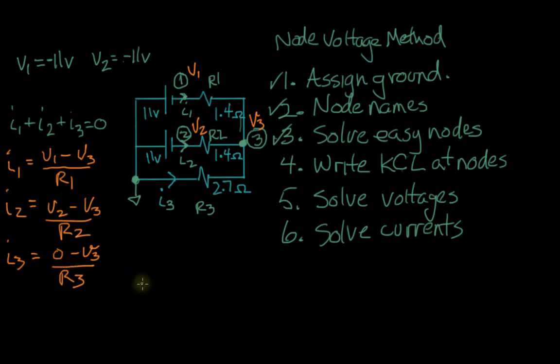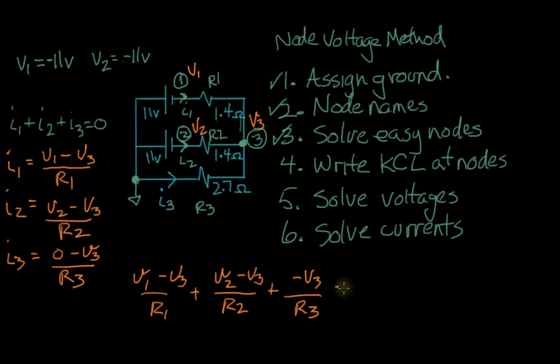Let's write it all out here. V1 minus V3 over R1 plus V2 minus V3 over R2 plus minus V3 over R3 equals 0. And our job right now is to solve this equation.